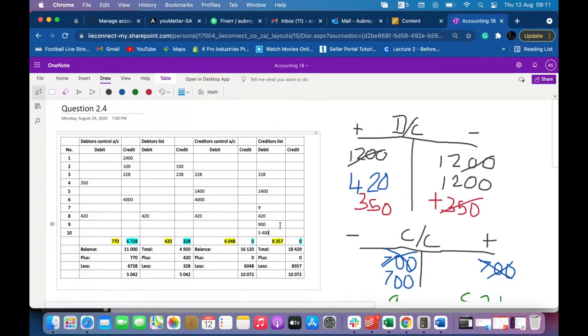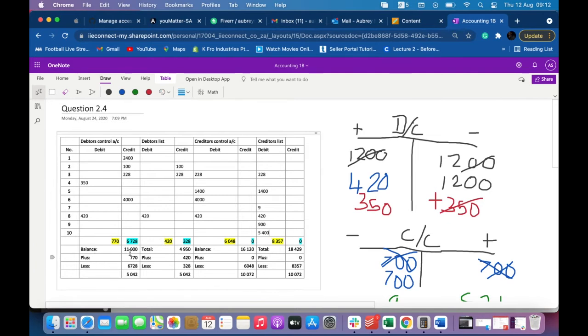It's much like the, what do they call it? The trial balance reconciliation statement. We then need to total to say, okay, how much debits do I have for my creditors list? How much credits do I have for my creditors list? For my creditors control, how much credits do I have? For my creditors control, how much debits do I have? And that's what I've highlighted in blue and in yellow for you guys.